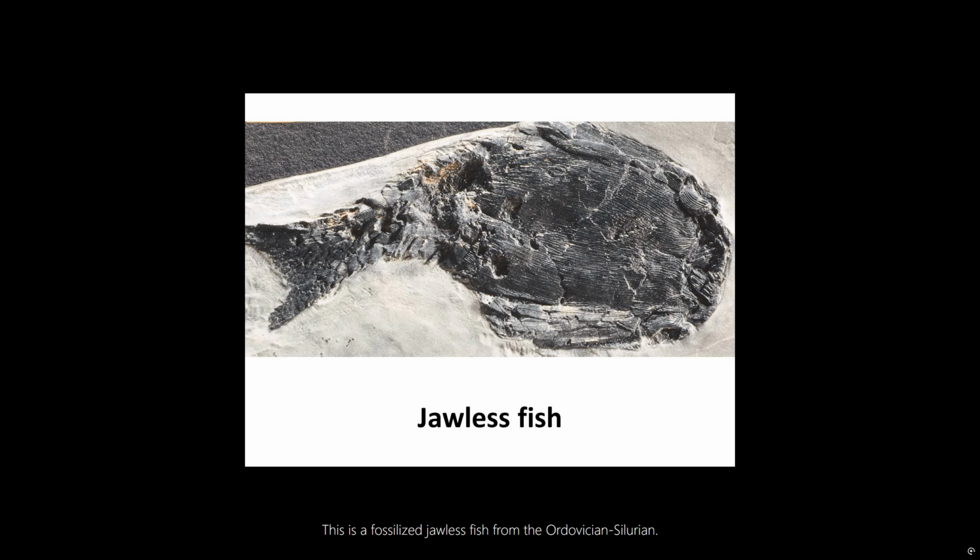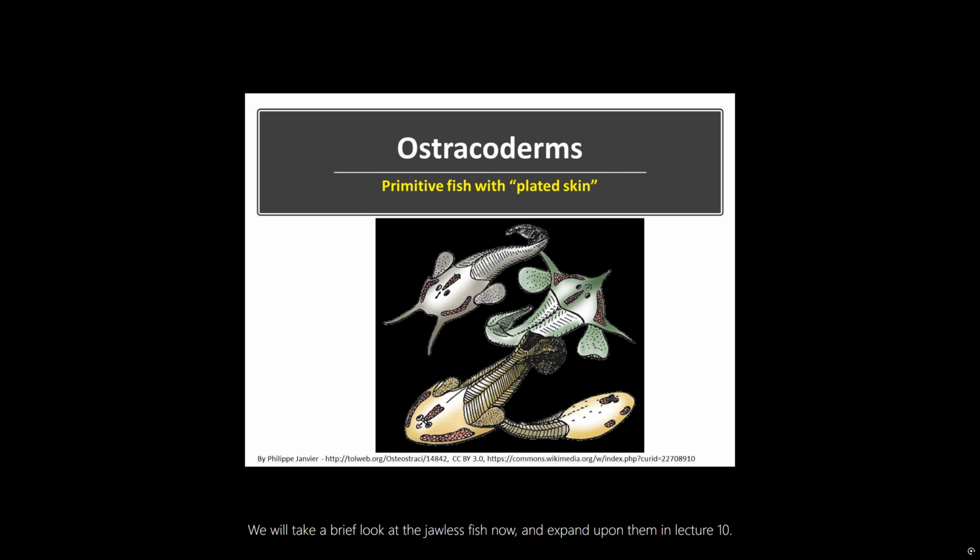This is a fossilized jawless fish from the Ordovician to Silurian. Now, we will take a brief look at the jawless fish, and we'll expand upon them in Lecture 10. The ostracoderms, such as those illustrated here, had no jaws, no paired fins, and were covered with plated skin versus flexible skin or scales. They were very different from our idea of what fish look like.